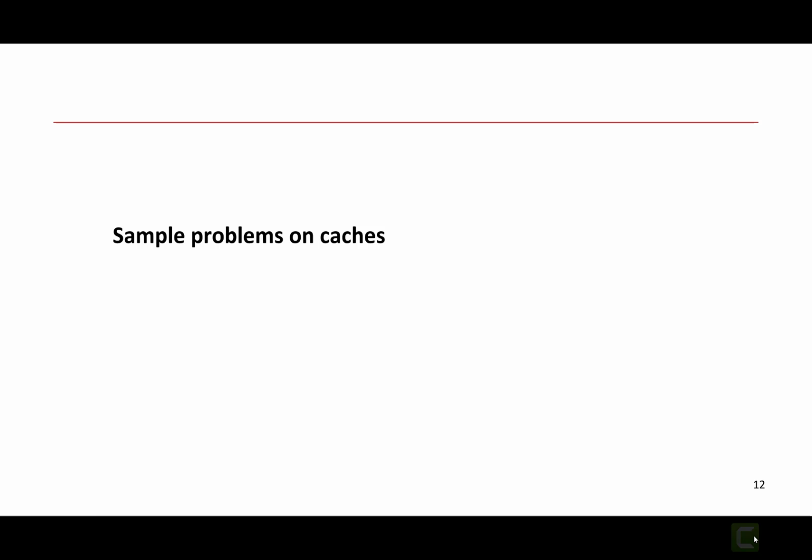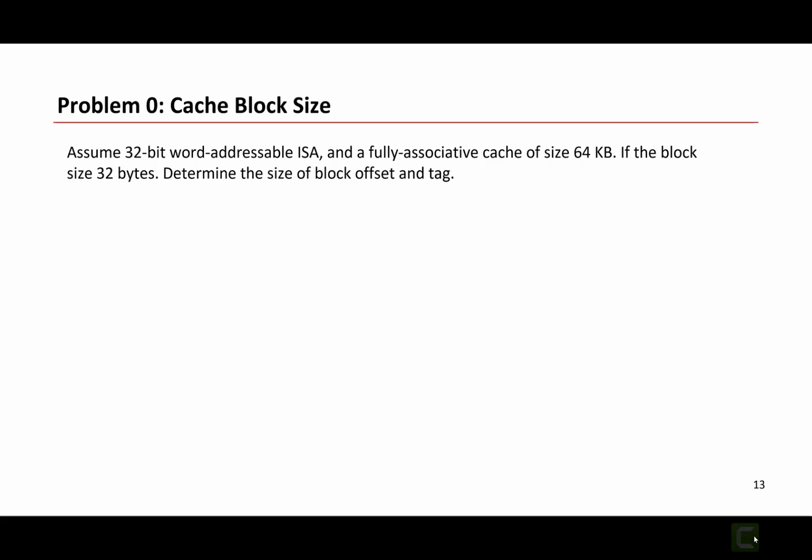Okay, now let's take a look at a few sample problems on caches. So in this problem, we'll try to understand the difference between a byte addressable ISA versus a word addressable ISA. So in this case, the problem says the ISA is word addressable, different from the problems in caches that we have talked about so far. And the cache is a fully associative cache of size 64 kilobytes, and the block size is 32 bytes, not words, 32 bytes. The question asks you to determine the size of the block offset and tag.